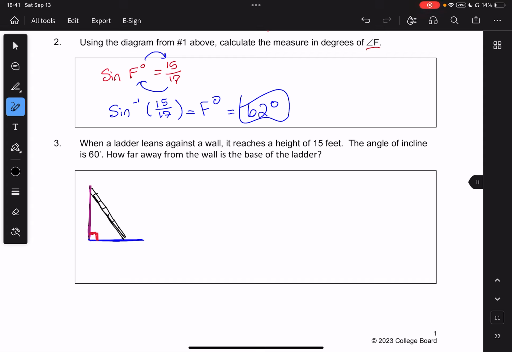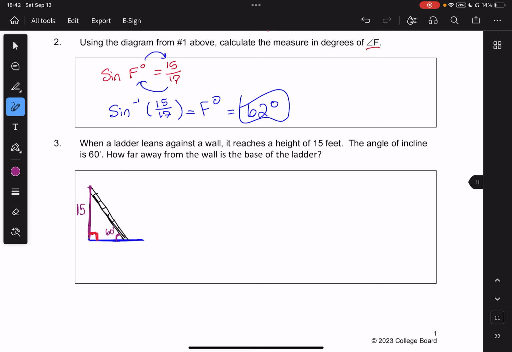It always touches the wall at one point, and it has to touch the floor at one point. So when the ladder leans against the wall, it reaches a height of 15 feet. So that means that our wall is 15 feet from where the ladder touches it. The angle of incline is 60. So what that means is that the angle that the ladder is at is 60.